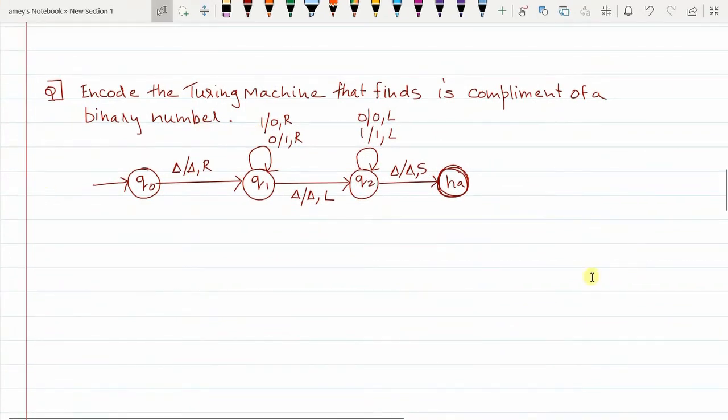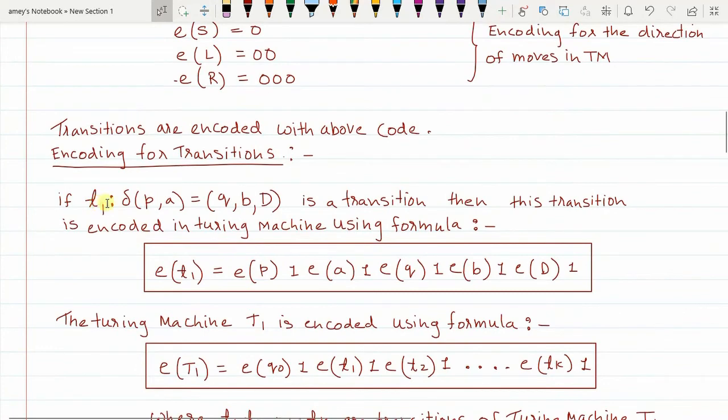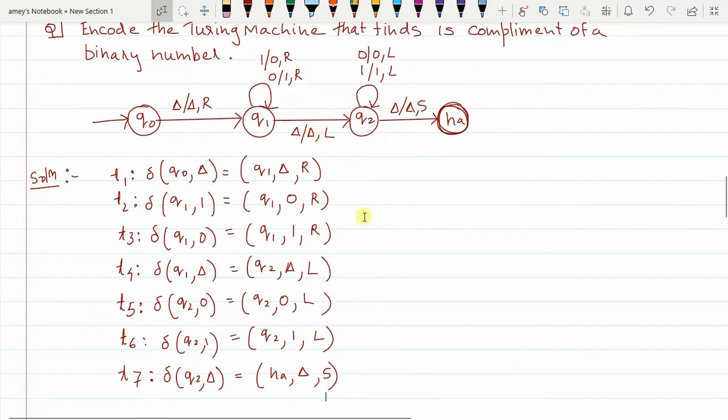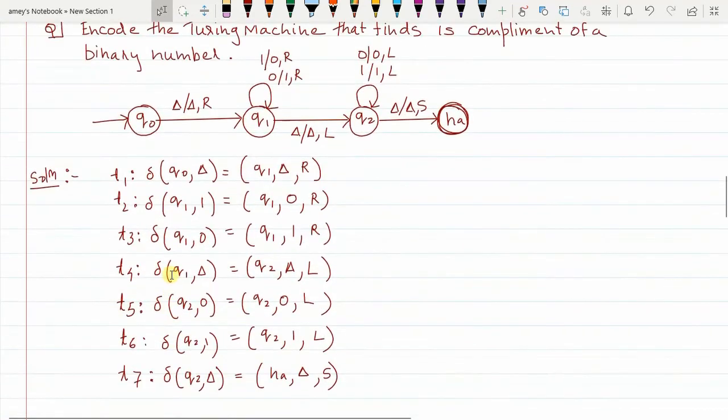Now let's solve an example. This is a Turing machine that is given to us, and we are asked to encode it. To encode the Turing machine, we have to use the formulas that are given to us. The very first thing we are going to do is write down all these 7 transitions, 1, 2, 3, 4, 5, 6, 7, in this particular manner, so that applying the encoding function to these individual transitions becomes easy. What you have to first do is convert each visual transition into a textual transition. Now let's start encoding the Turing machine.